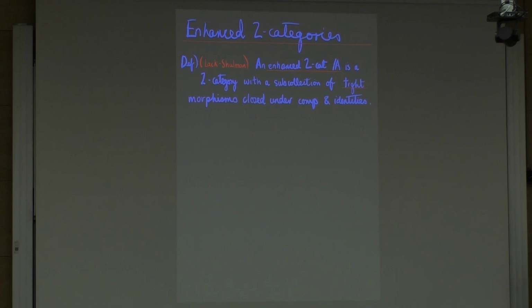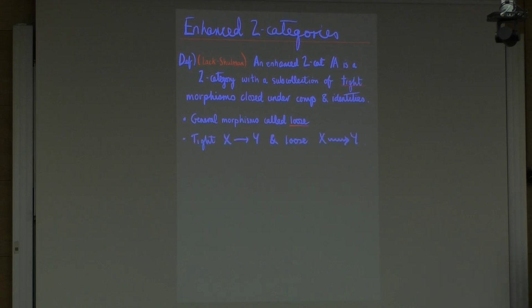So these were introduced, enhanced 2-categories, the simplest thing you could have, by Lack and Shulman. So they're just 2-categories with a sub-collection of morphisms called tight, containing the identities and closed under composition. Okay? So general morphisms are called loose, and we draw them like this because you're usually thinking that the tight ones are stricter than the loose ones, so it's sort of strict and weak. At least that's the motivating examples, though it could mean other things as well.